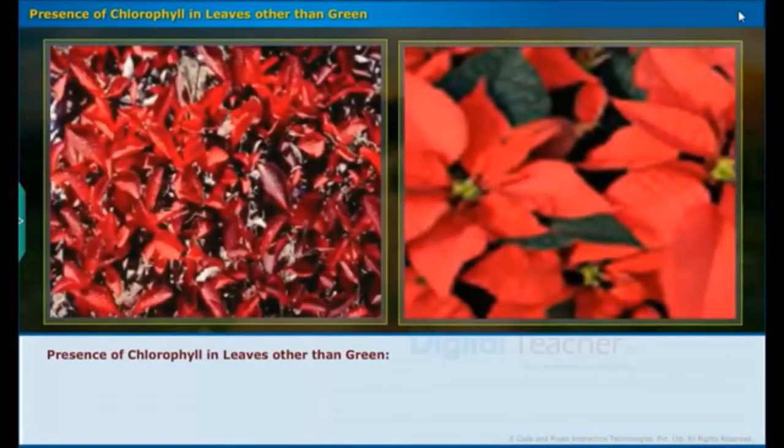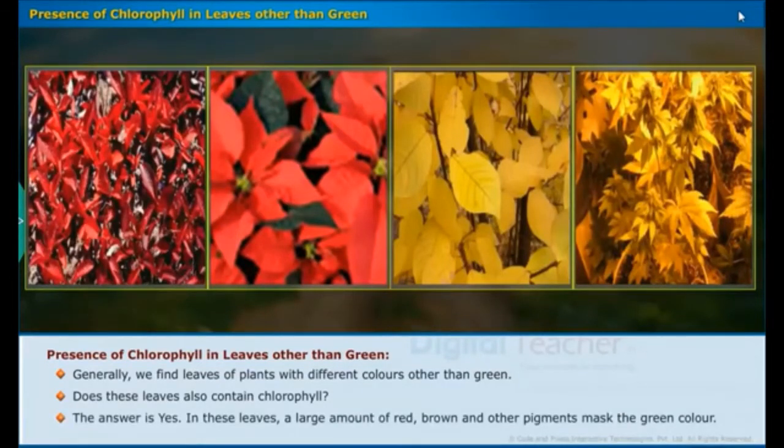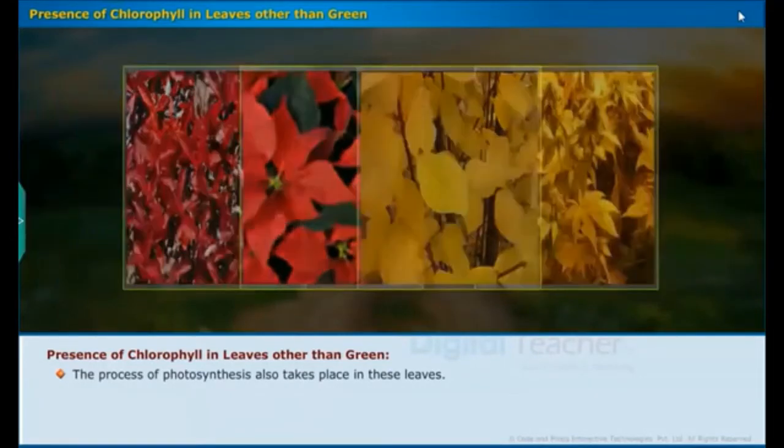Here, let us know about the presence of chlorophyll in leaves other than green color. Generally, we find leaves of plants with different colors other than green. Do these leaves also contain chlorophyll? The answer is yes. In these leaves, a large amount of red, brown, and other pigments mask the green color. The process of photosynthesis also takes place in these leaves.